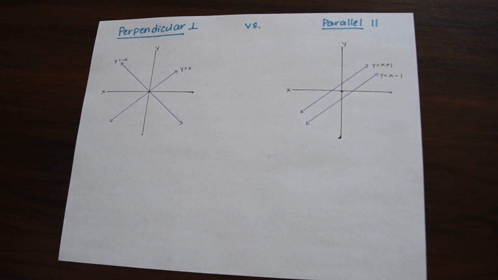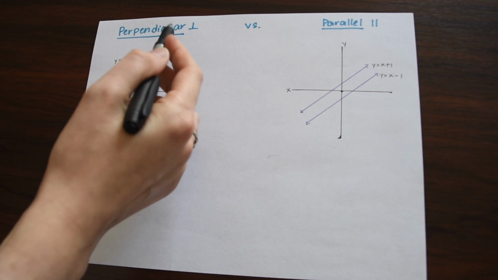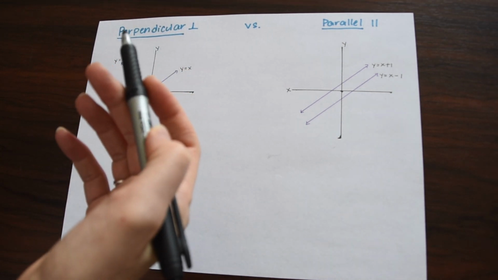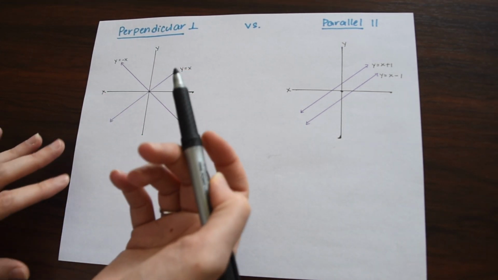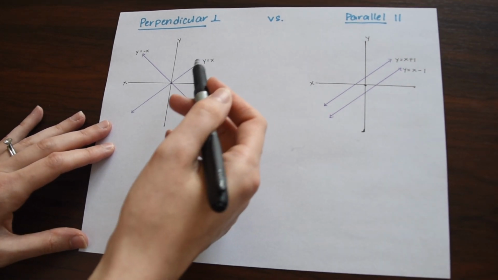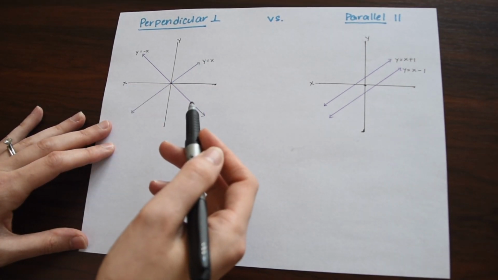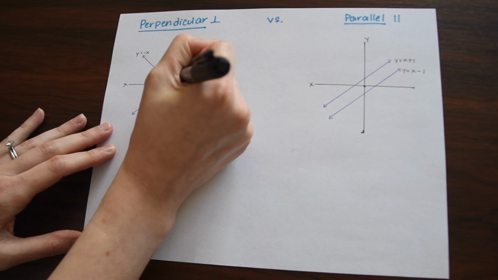Before we look at our questions though, let's first look at the difference between perpendicular and parallel lines. Perpendicular lines, you'll notice, have a little symbol next to them. That's just another way to write perpendicular in math notation. And when you look at the lines, they intersect each other and form a 90-degree angle.